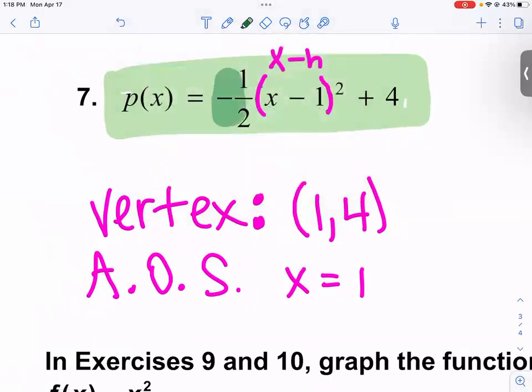Sophia kind of freaked out about this -1/2. Let's just talk about how it affects our graph. What does the negative do? It flips it upside down. What about the 1/2? It makes it wider. Okay.